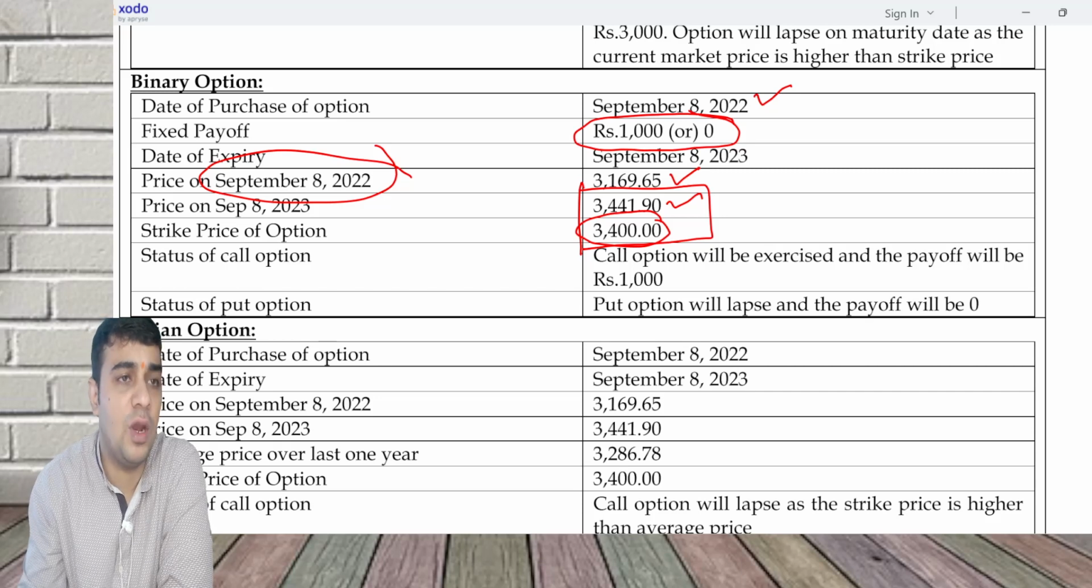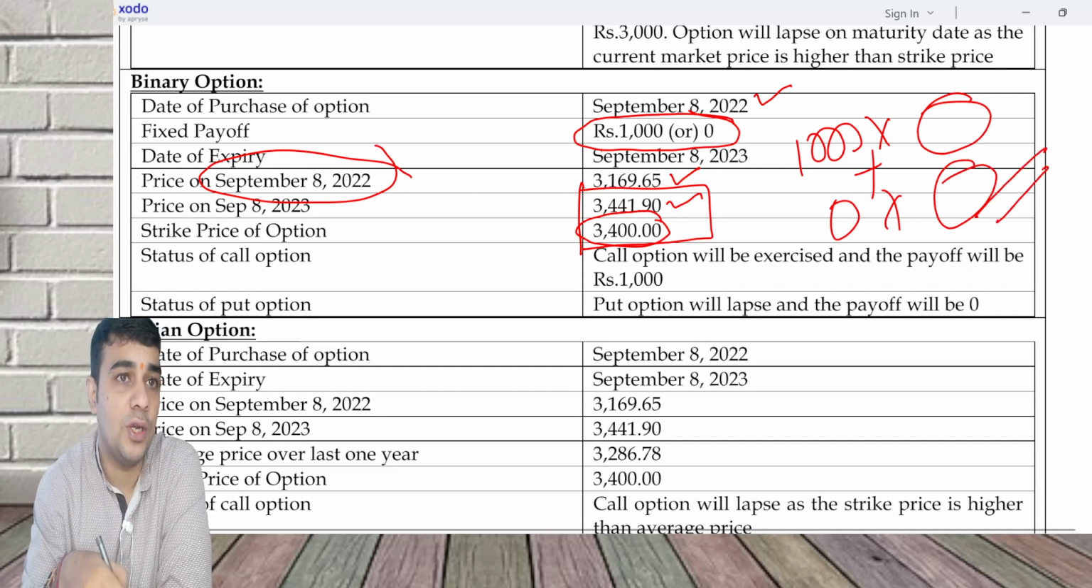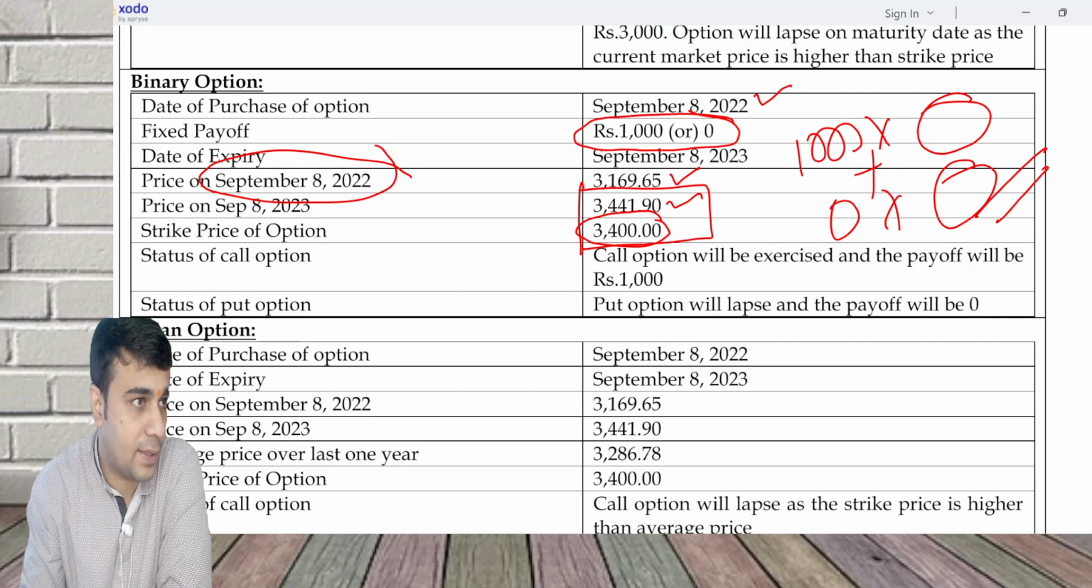What is the premium? You'll have to do valuation. How will you do valuation? It's outside your syllabus. You may have to use Black-Scholes with certain other approaches to do the valuation. So let's not get into all of that now. Basically, the valuation will be done as 1,000 into the probability of it getting exercised, 0 into the probability of it not getting exercised, and you discount it to today's value and get the option premium. So let's not get into the option premium calculation.